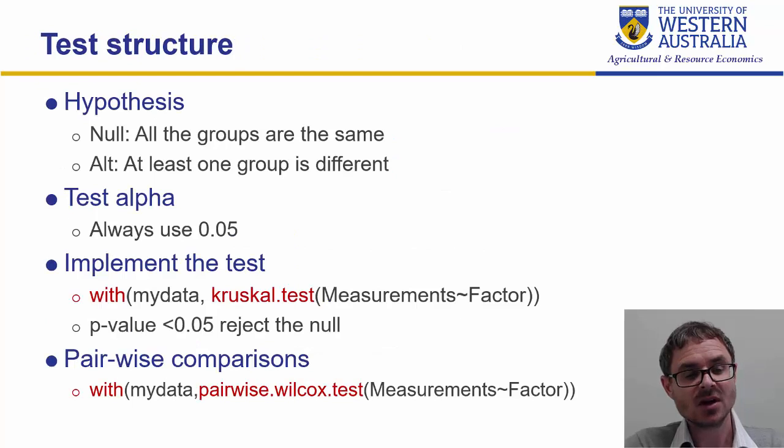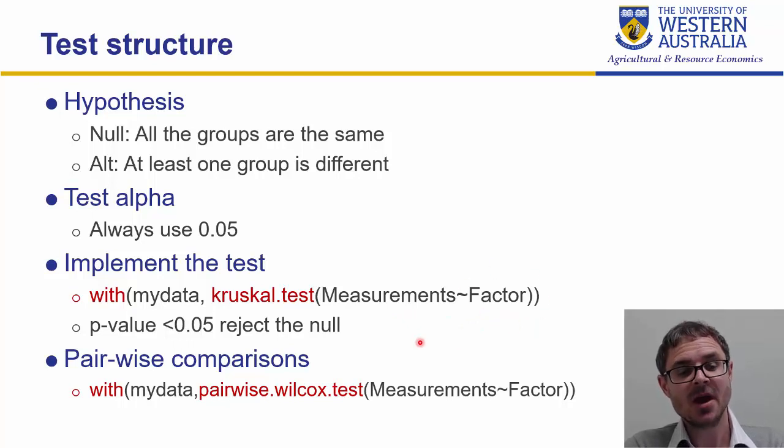So what's our test structure? All the groups are the same. So not all the group means are the same, just all the groups are the same. So this is a very, very general setup for the null. The alternate, at least one is different. Not all of them are the same. Alpha, always use 0.05. And you can see that the way that we implement the test is very much like we've seen for all of our other tests, with my data, the test name, so it's kruskal.test, the y variable, the measurements, and then the factor variable, the grouping variable.